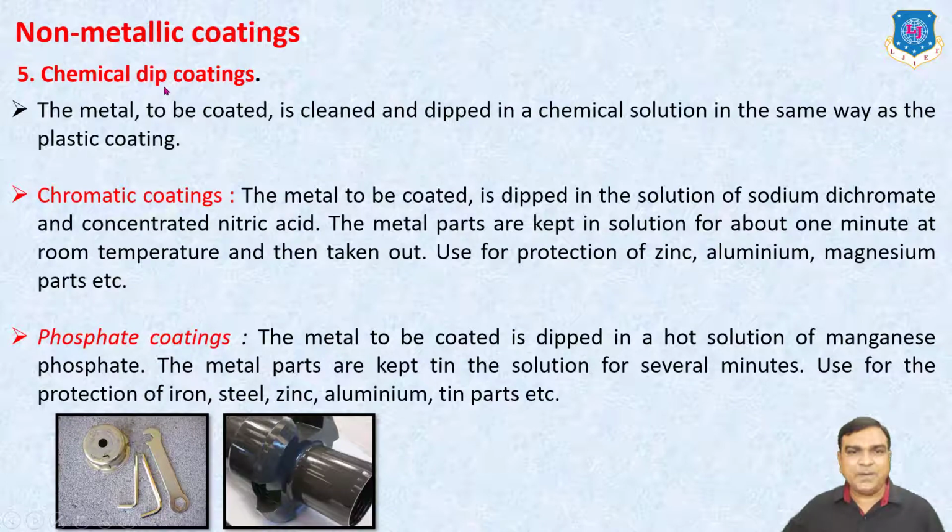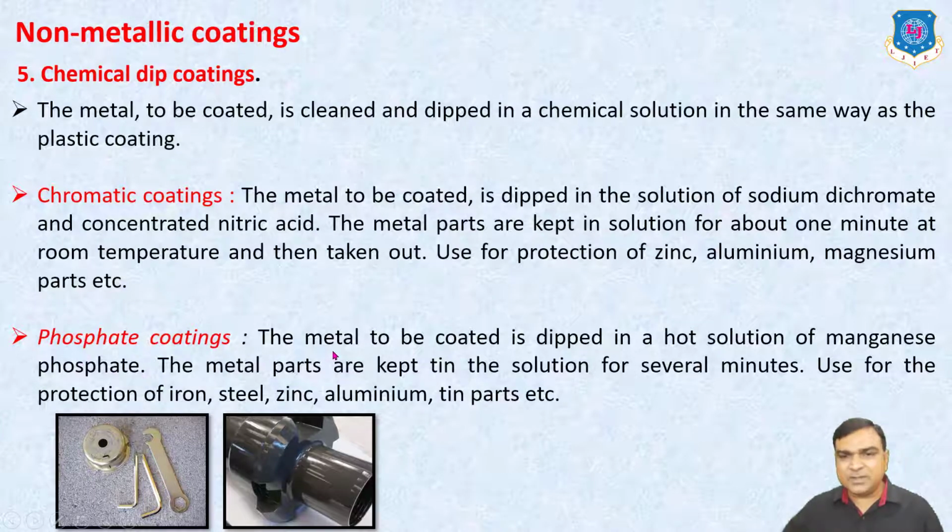Fifth, chemical dip coatings. The metal to be coated is cleaned and dipped in the chemical solution in the same way as the plastic coating. So there are two types of coatings, chromate coatings and phosphate coatings. In chromate coatings, the metal to be coated is dipped in the solution of sodium dichromate and concentrated nitric acid. The metal parts are kept in solution for about 1 minute at room temperature and then taken out. Used for protection of zinc, aluminum, magnesium parts, etc.